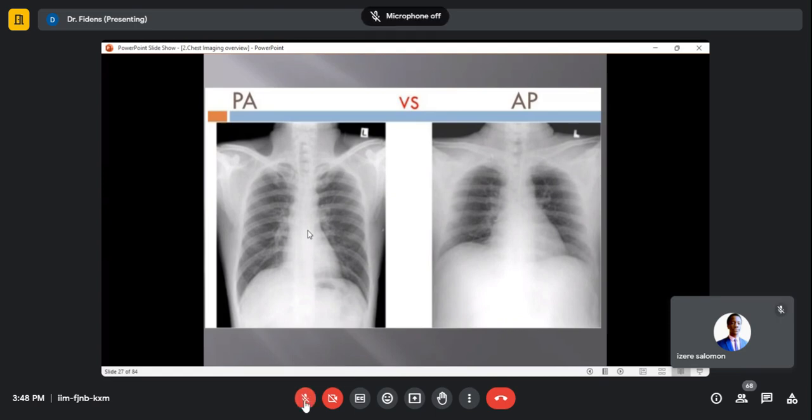And how about the vessels of the hila? The hilar vessels are somehow prominent here compared to this one. They are somewhat bigger than this. The clavicles on PA view are horizontal, not lateral, horizontal.